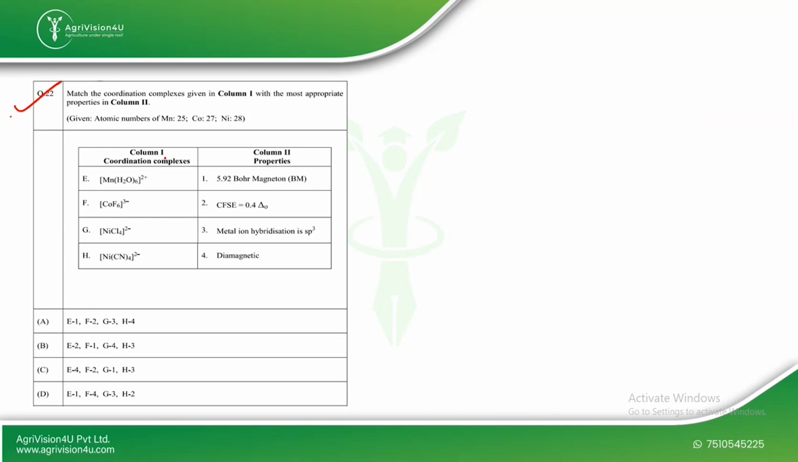This is the question. Now in this question, we are asked to calculate all these things. So first, before doing all the calculation, if I come to manganese, H2O6 2 plus, this basically means that the manganese is having 2 plus charge.